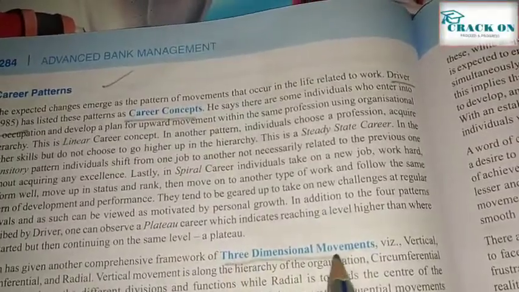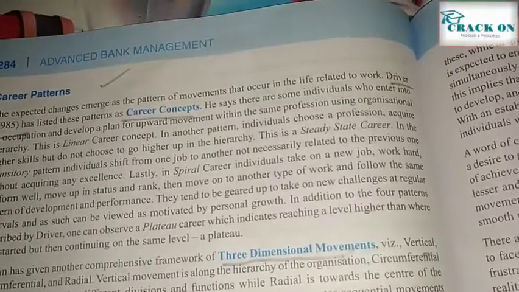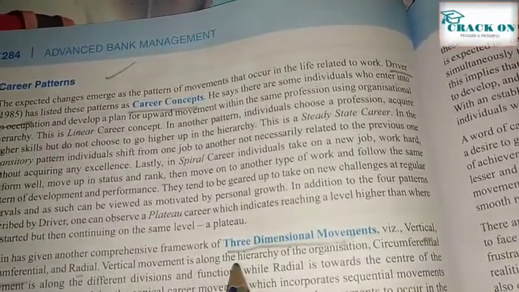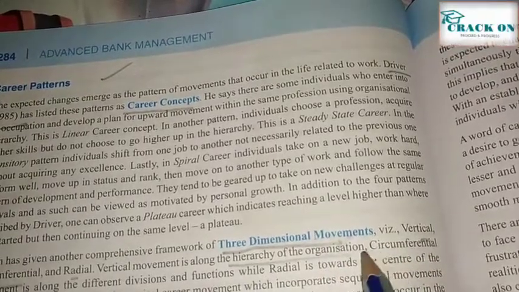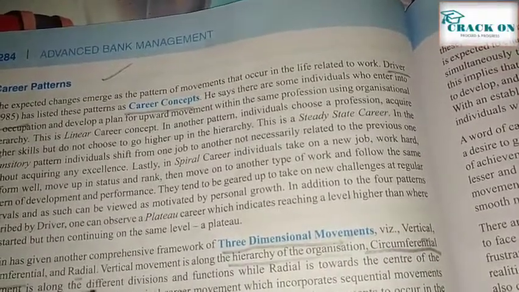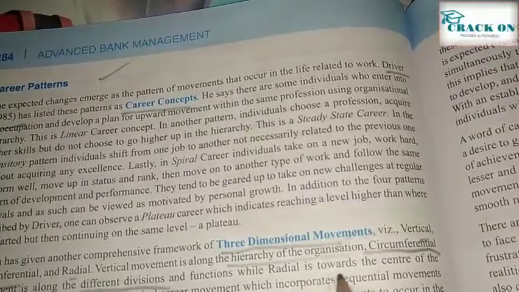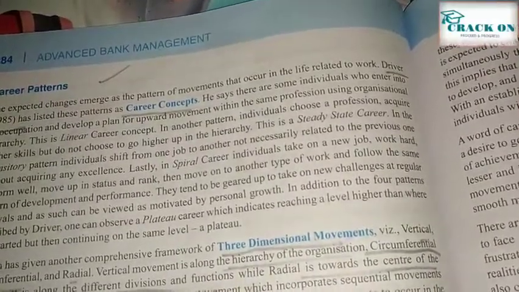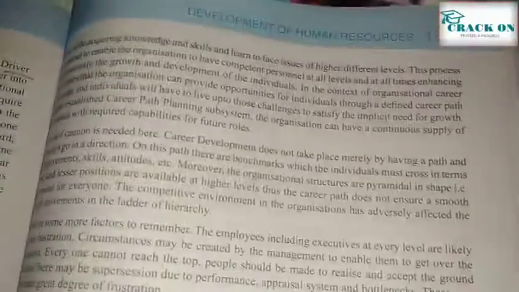So 3-dimensional movement: one is vertical, circumferential and radial. Vertical movement is along the hierarchy of the organization, circumferential movement is along the different divisions or functions, while radial is towards the center of the organization. So these are some important points, though not that important here; you can go through the book also.